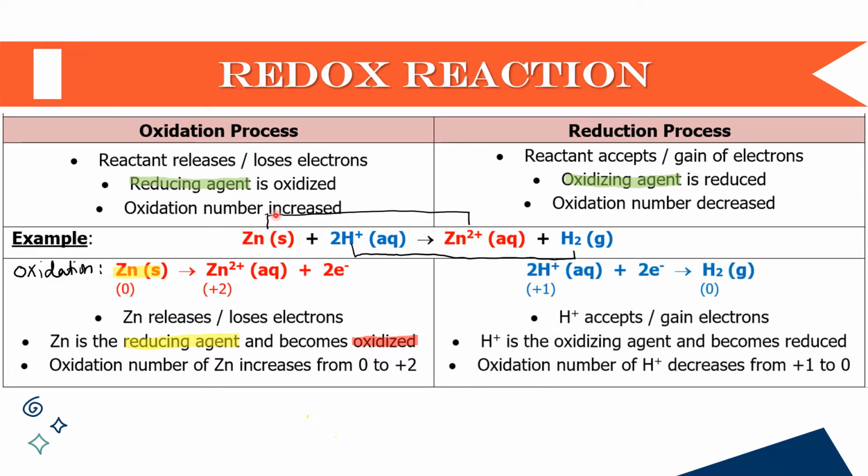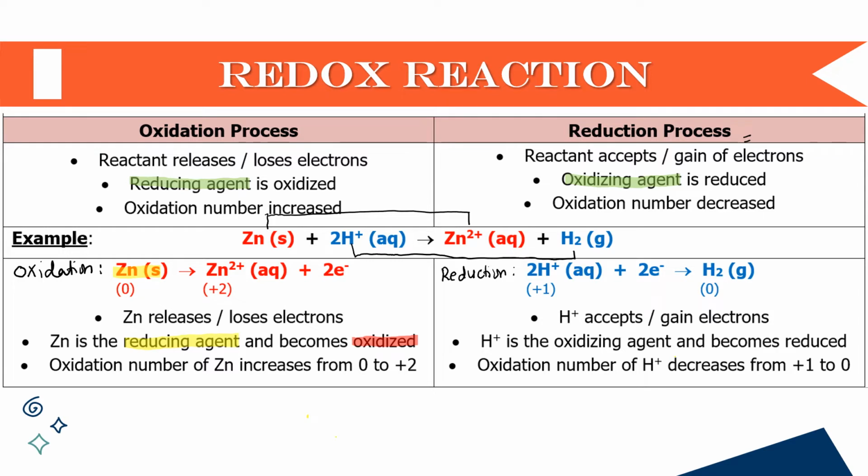Now let's take a look at H+. If zinc undergoes oxidation, automatically H+ will undergo reduction. Let me label it here, even though we have our label up here: 2H+ (aq) + 2e- → H2. If you look here, H+ accepts or gains electrons. H+ accepts 2 electrons to become H2.